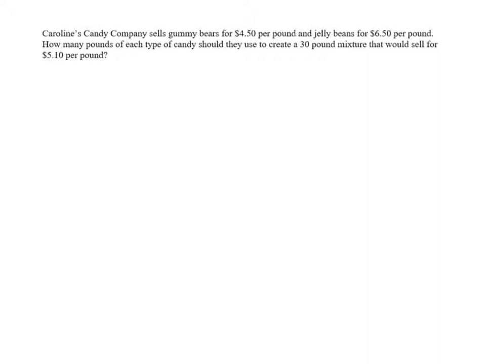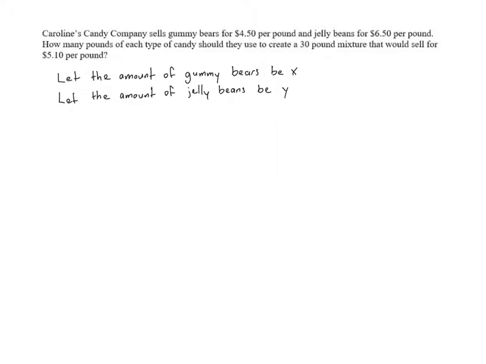Since they want to know how many pounds of each type of candy they should use, that's how we're going to set up our let statements. Let's let the amount of gummy bears be x, and let's let the amount of jelly beans be y. It's not the number of gummy bears, like 27 gummy bears. Because we're talking about pounds, it's the weight in pounds of each.